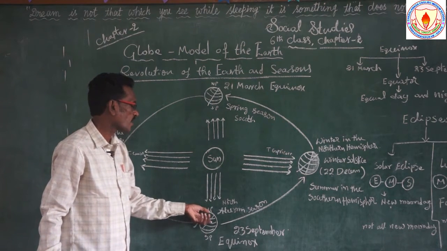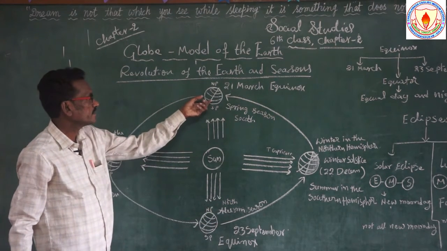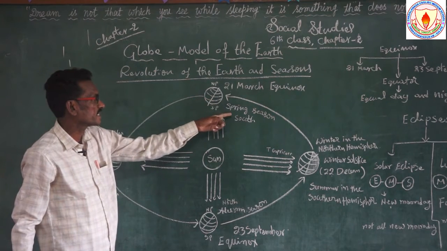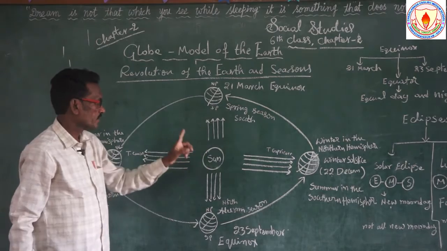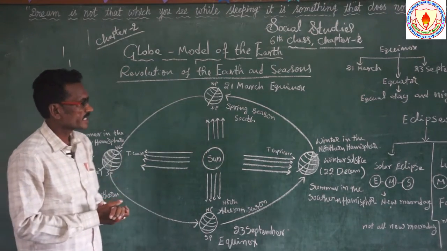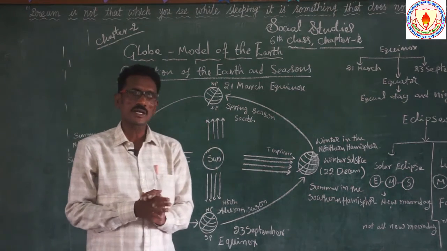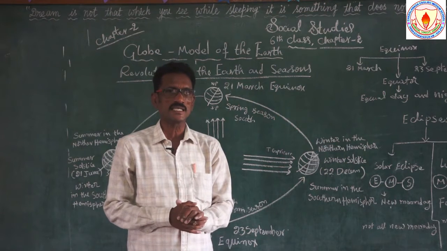And what is happening in the north? Autumn season happens, and on the south side, on 21st March, spring season. So this is the revolution of the earth. I hope you are understanding. So what is the solar eclipse? What is the lunar eclipse? What does eclipse mean?